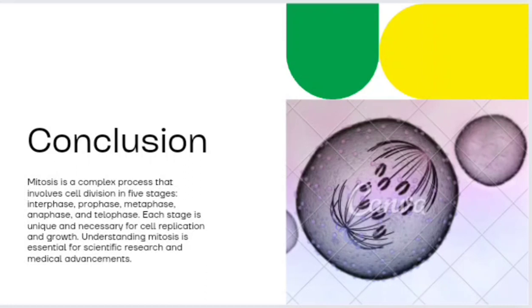Now, concluding with this, mitosis is over, and cytokinesis is the final stage in which the whole cell itself divides. In an animal cell, a furrow is formed between the two cells.